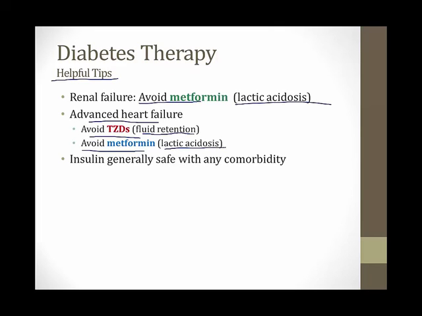And then finally, it's helpful if you can remember that insulin is generally safe with any comorbidity. If they ask you which diabetic drug is most appropriate for a patient with renal failure, heart failure, liver failure, always remember that insulin is generally okay, and if that's one of the choices, it can be helpful to know this. And that concludes our module on treatment of diabetes.